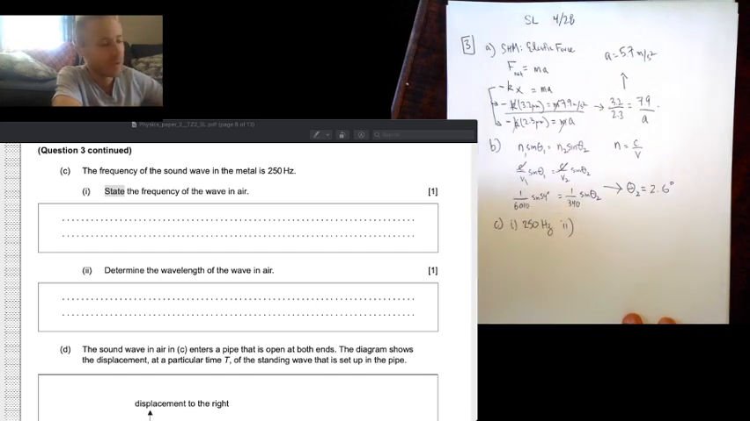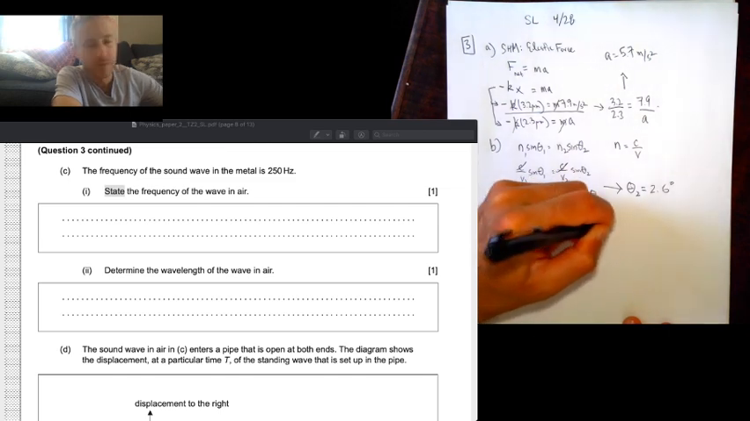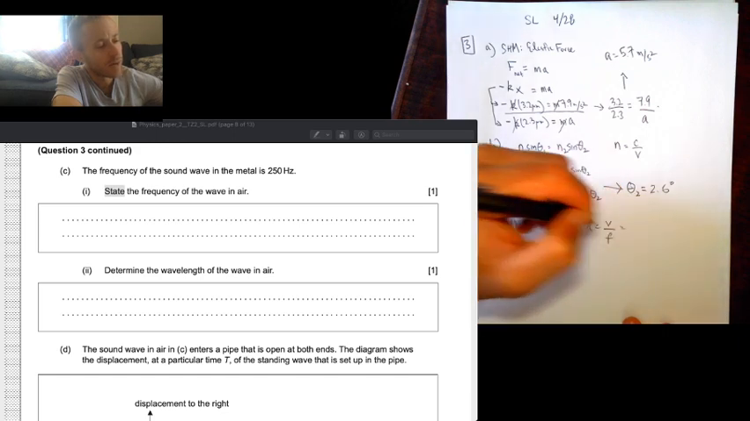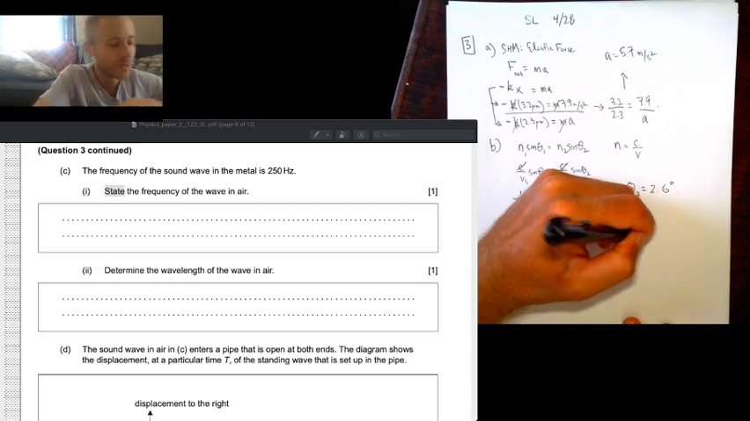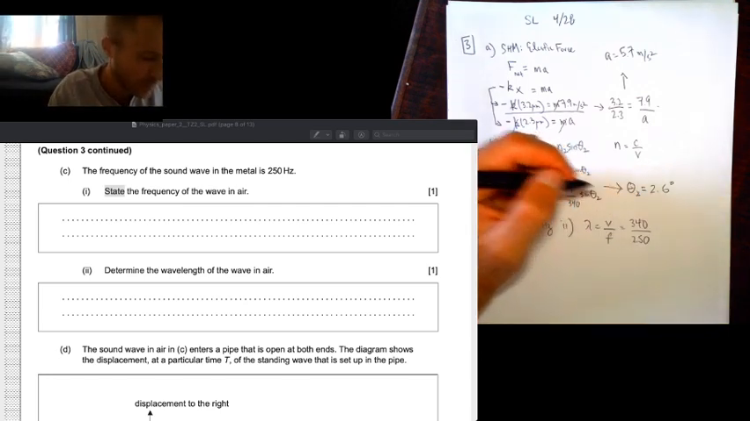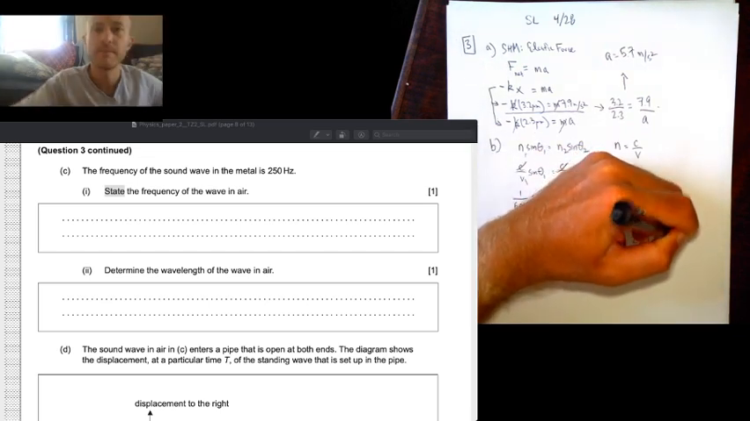Determine the wavelength in air. Wavelength is v over f from the fundamental wave equation. In air, the speed of sound is 340, and the frequency is 250 hertz. So that would be 1.36 meters.